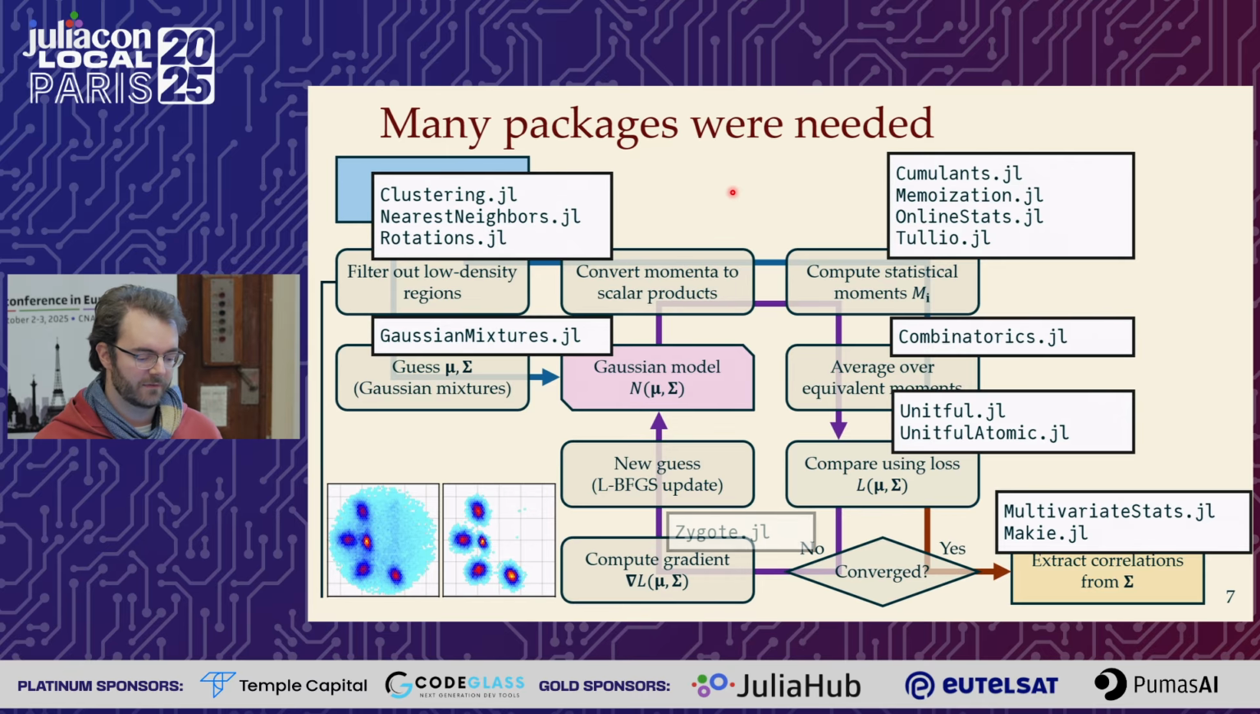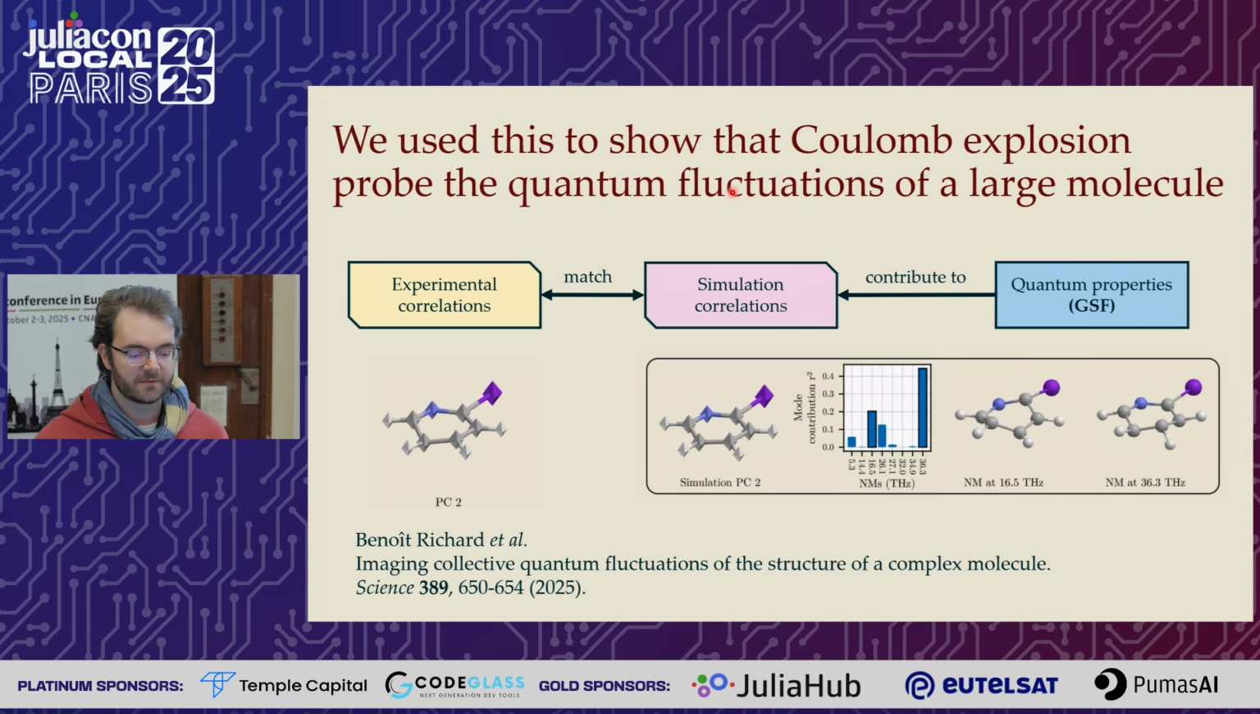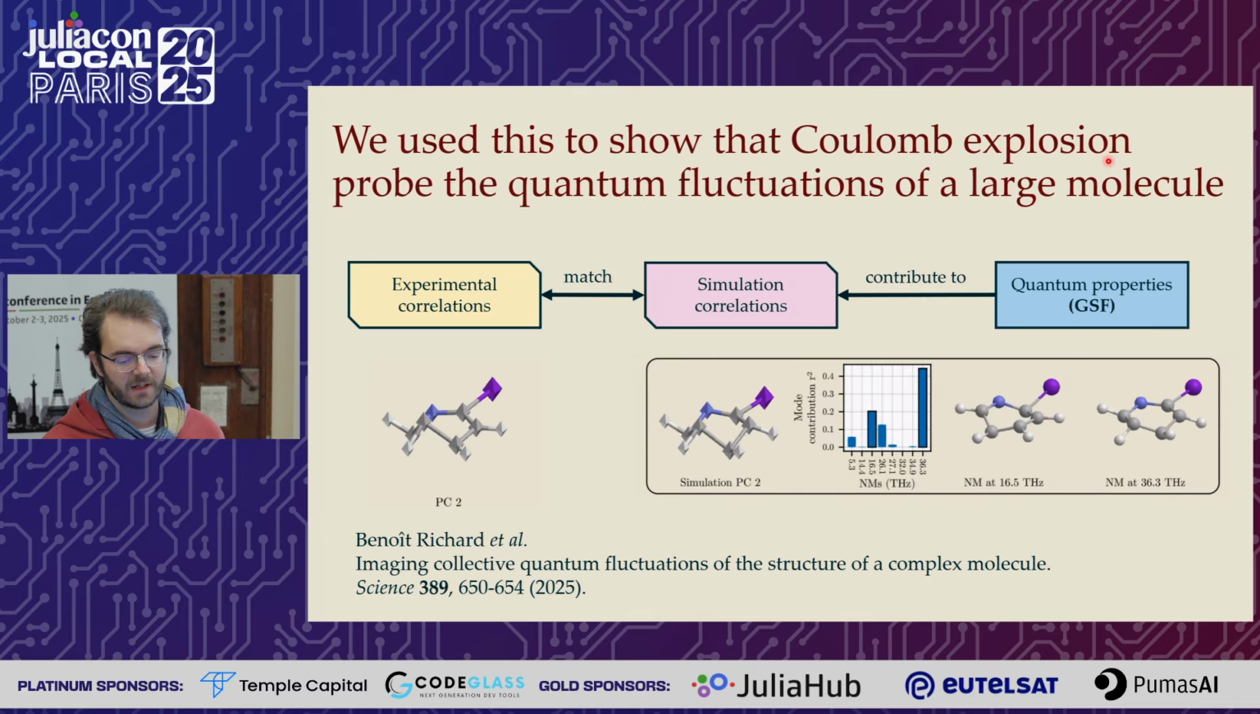And by putting all of that together, for computing the gradient, I use Zygote, because it's what was best at the time, and to do the optimization, Optim. And so by putting everything together, we were able to do this very last step that says, okay, now we have found correlation in the experiment. We just happen to have simulation that shows the same correlation. And from the simulation, we can link that to the quantum property of the molecule.